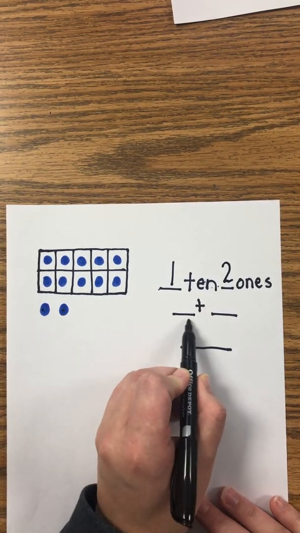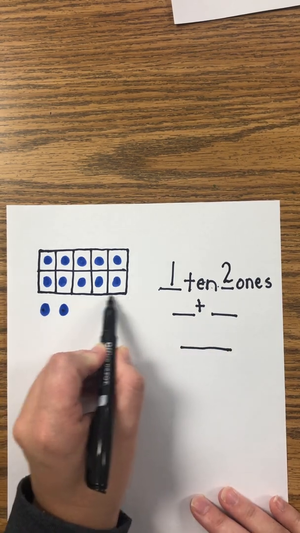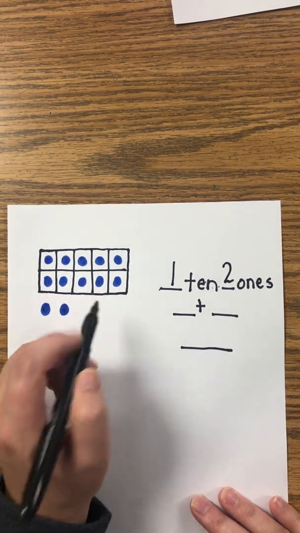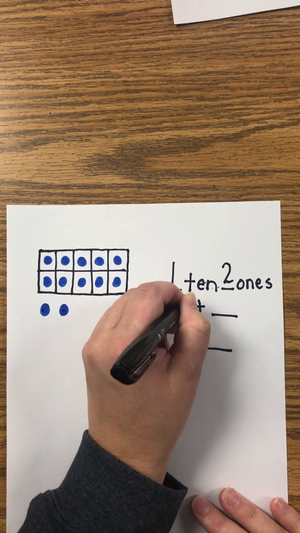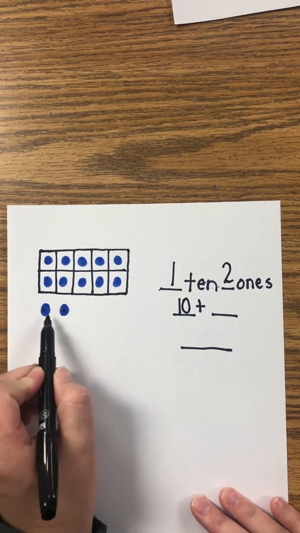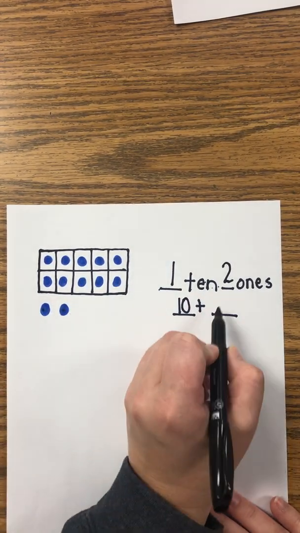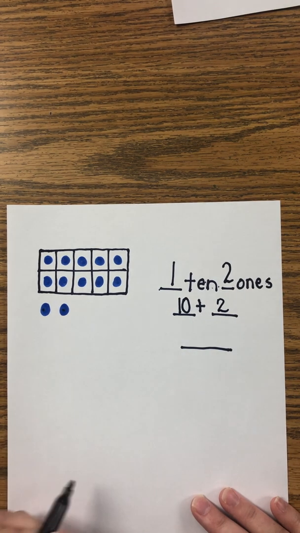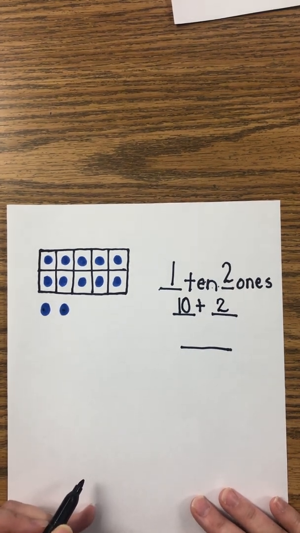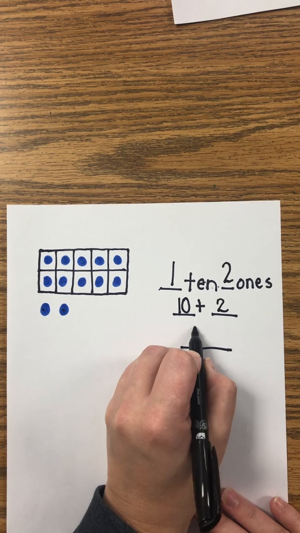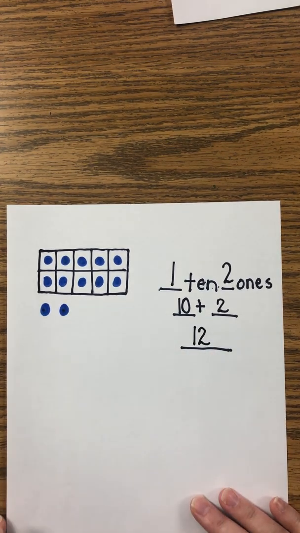Now we're going to write an addition sentence. How much is this 10 worth? It's worth 10, plus how many ones? 2. Good. So what number does this model show? It shows 12. Very good.